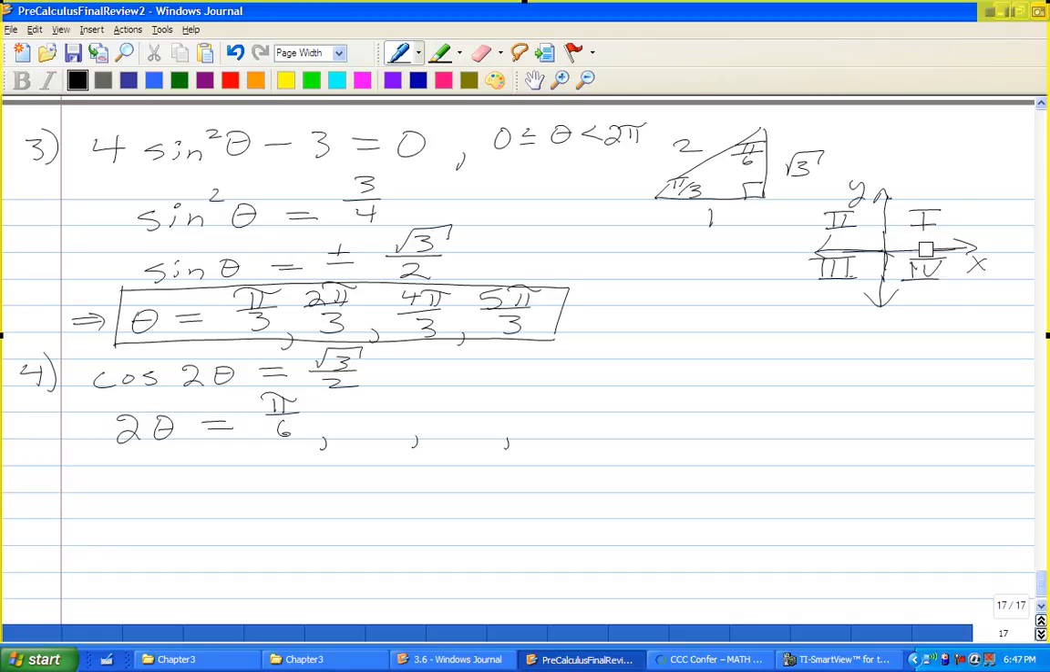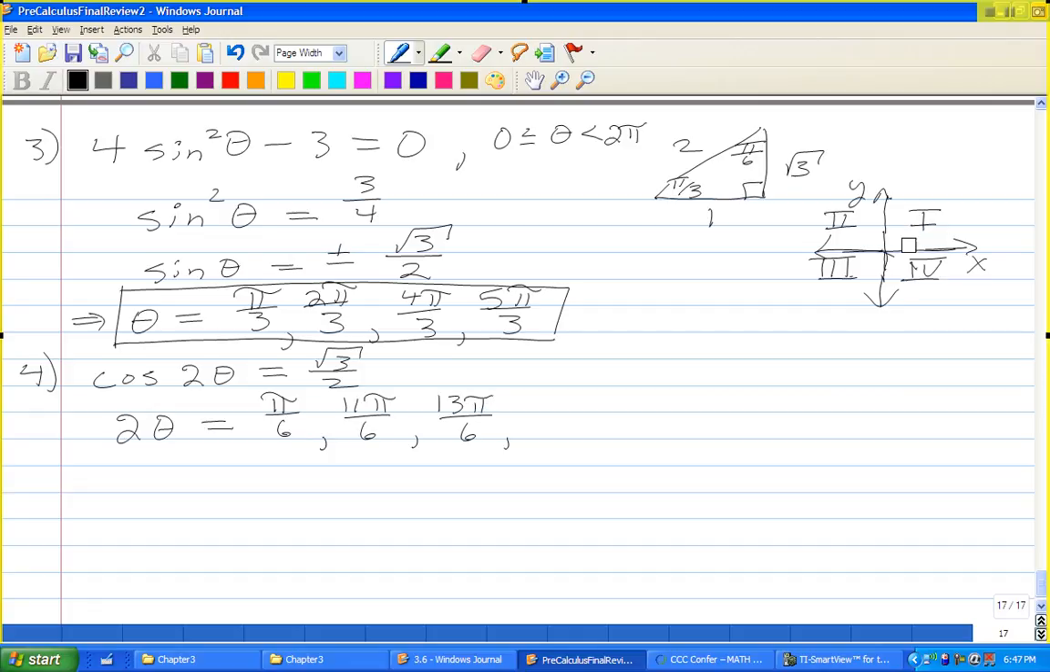And so that's pi over 6. And then this is 2 pi minus pi over 6, which is 11 pi over 6. I want to go 2 pi plus another pi over 6, which is 13 pi over 6. Okay, that was my error.